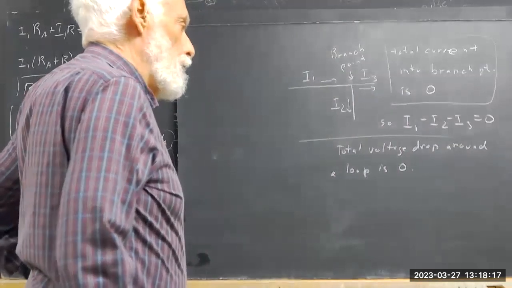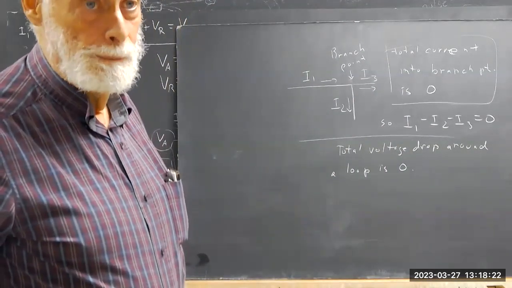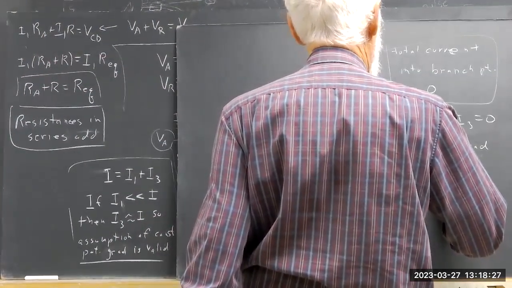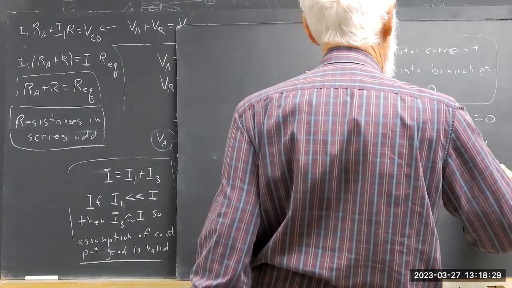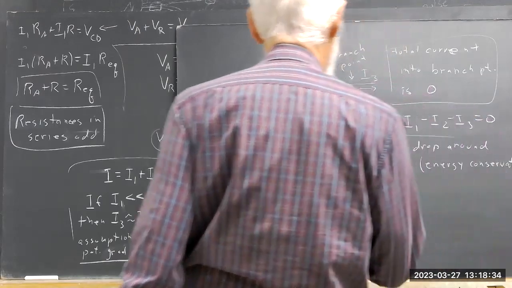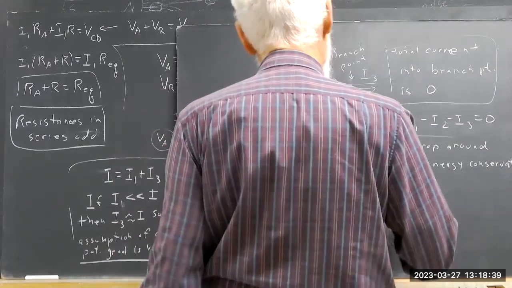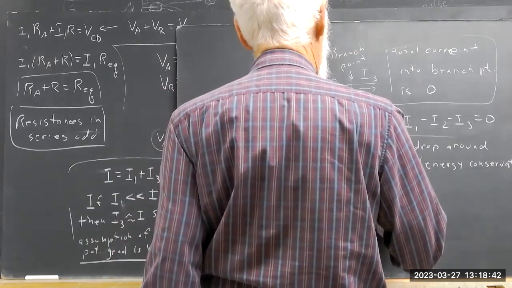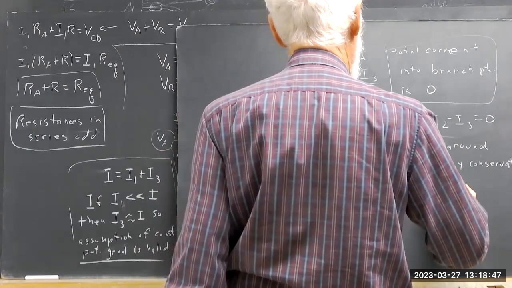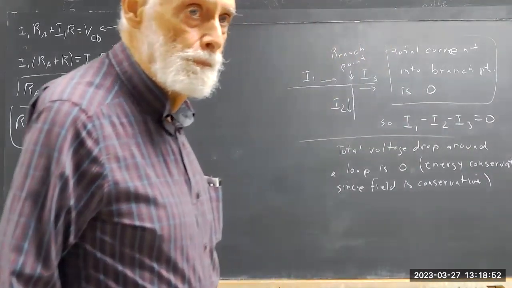And the total voltage drop around the loop is zero. What's that? That's conservation of energy. Energy conservation, why? Since the electric field is conservative.